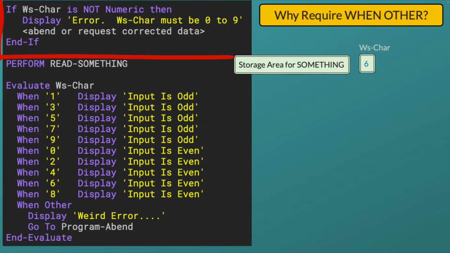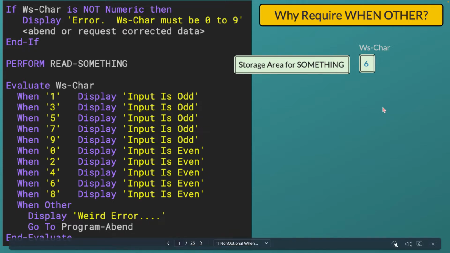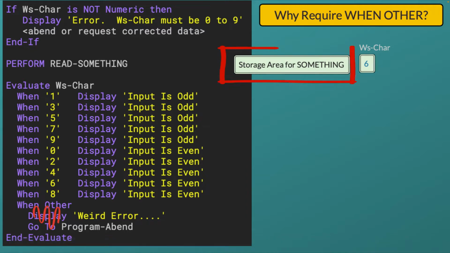First, notice the IF statement at the top. That IF statement ensures that WS-CHARACTER contains a value of 0 through 9. There are 10 WHEN clauses, or selection objects, for 0 through 9. Therefore, the WHEN OTHER is logically not required. Since it does not serve a purpose, some programmers argue that it can be removed.